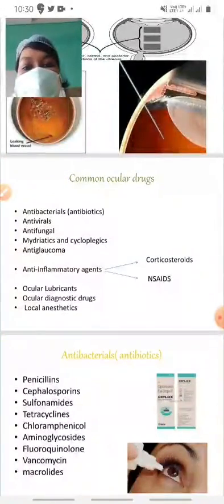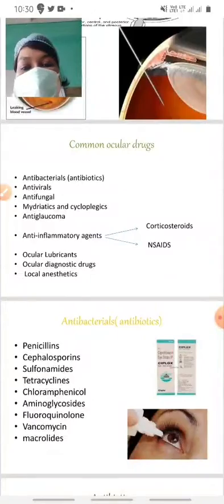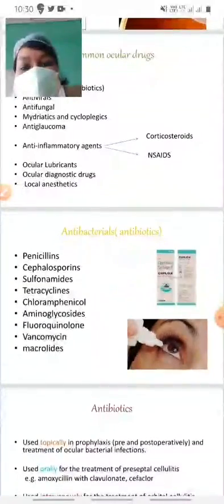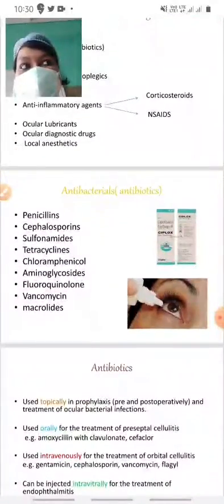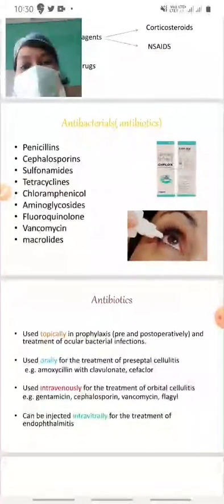Now these are the common ocular drugs that we need to study. The most important being the antibacterials. They come under various groups like penicillin, cephalosporin, sulfonamides, aminoglycosides, and vancomycin.